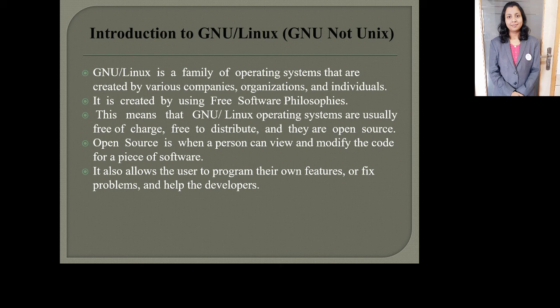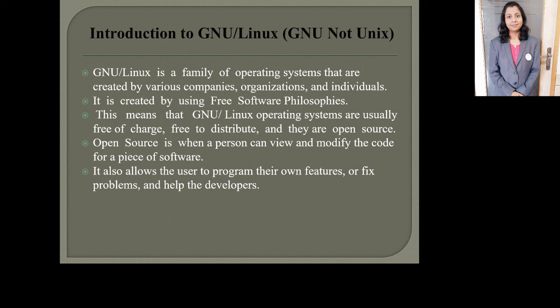GNU is not Unix. GNU or Linux is a family of operating systems that are created by various companies, organizations, and individuals. It is created using free software philosophies. This means that GNU Linux operating systems are usually free of charge, free to distribute, and open source. So GNU Linux is an open source operating system which is free of charge to use for anyone, and it can be used, modified, and updated.